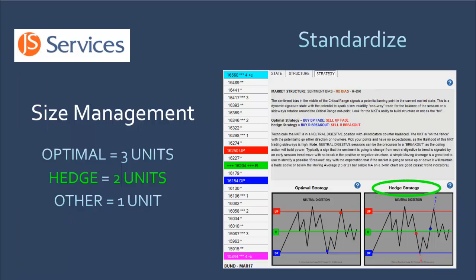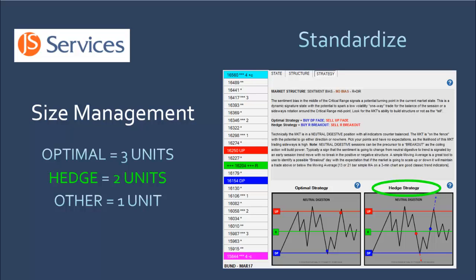We can standardize our size management by ranking opportunity in terms of units under the following guidelines. For a 3-unit max size management system, an optimal strategy theme trade would be 3 units. This means that if an optimal trade is accepted, it must be 3 units. Even if you think it should only be 2, by standardizing this process it must be 3.